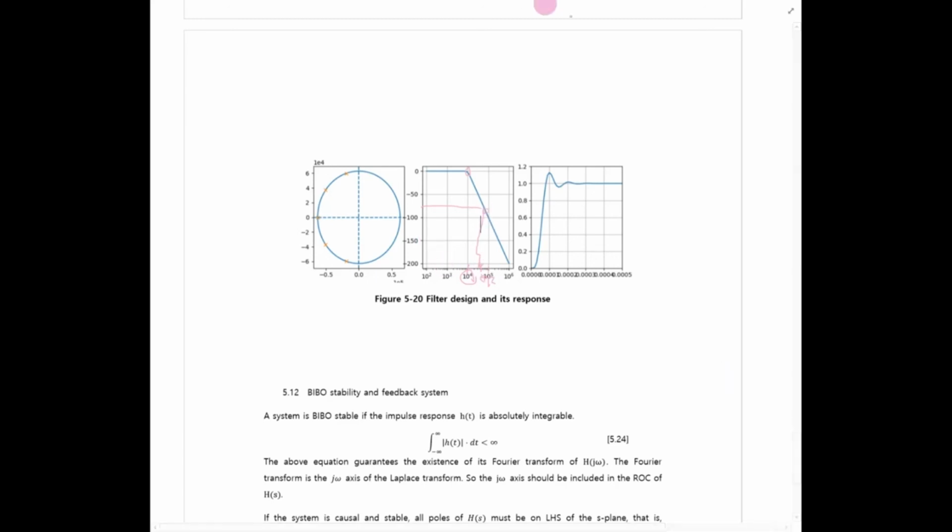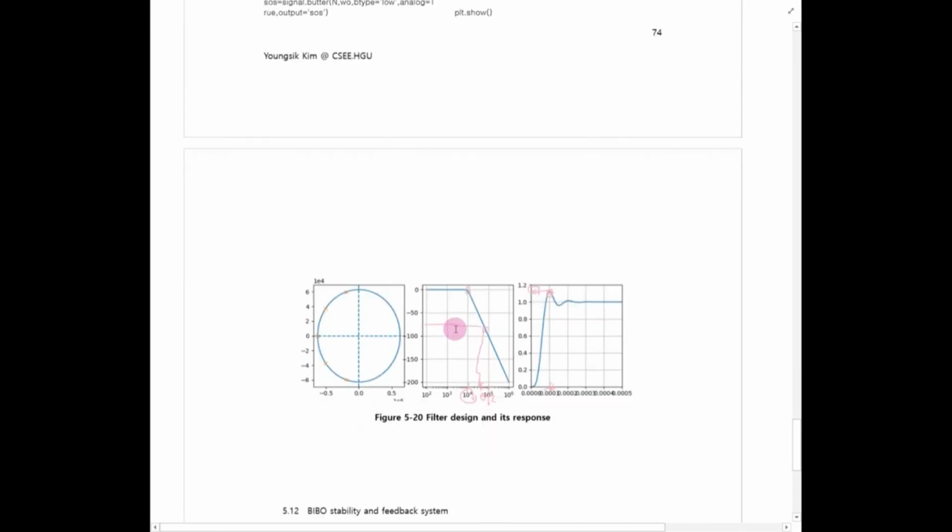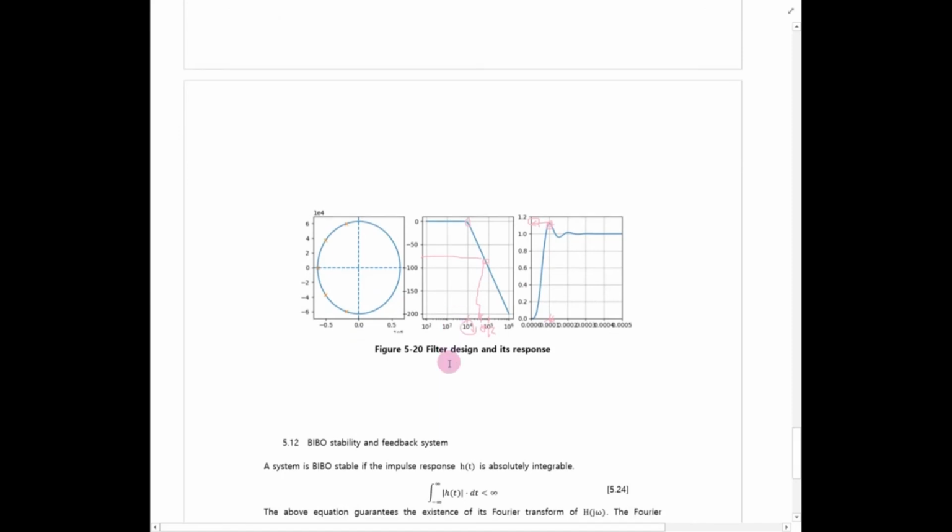On the right-hand side, the step response is plotted. This is the peak, and the overshoot level is this one. The peak time is given here. By use of these two, you can characterize the step response. And from here, we studied how to design the filter, how to implement it, and how to confirm the functional behavior.